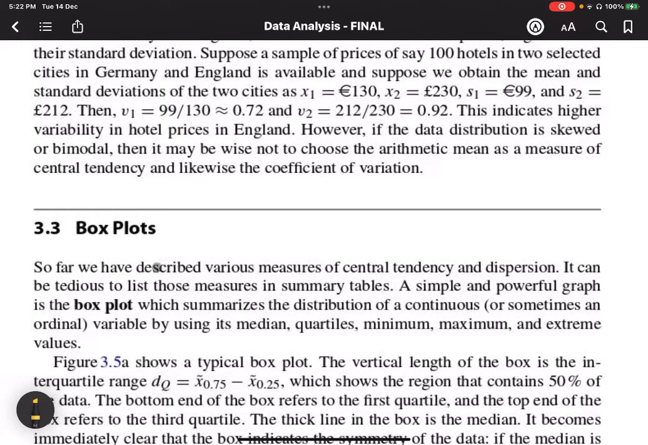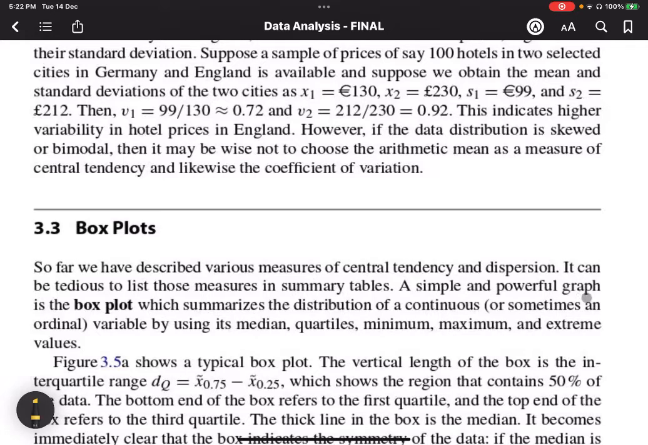Ang ginagamit yung box plots at ano kanyang use, no? So far, we have described various measures of central tendency and dispersion. It can be used to list those measures in a summary table. So, kung ililist daw natin yon bilang table, medyo mahirap gawin and also hindi presentable, no? Malilito yung ating audience kung hindi tayo gagamit ng proper tools, no? Proper graph para i-represent yung various data na yan, no?